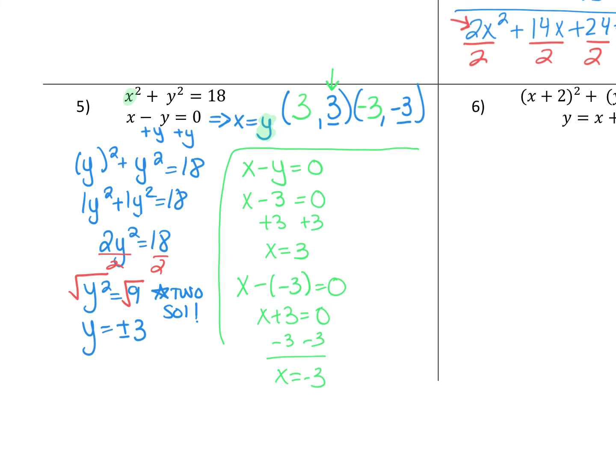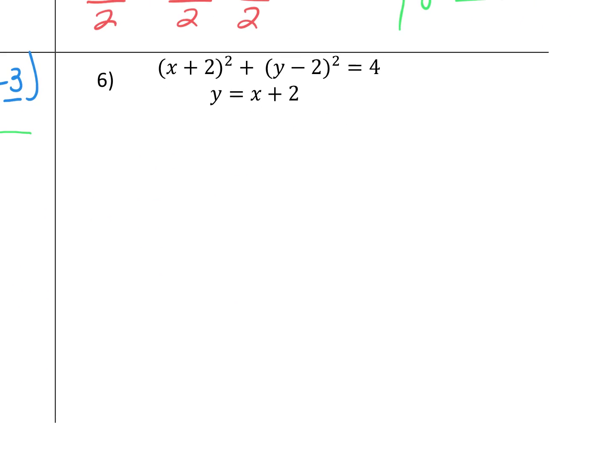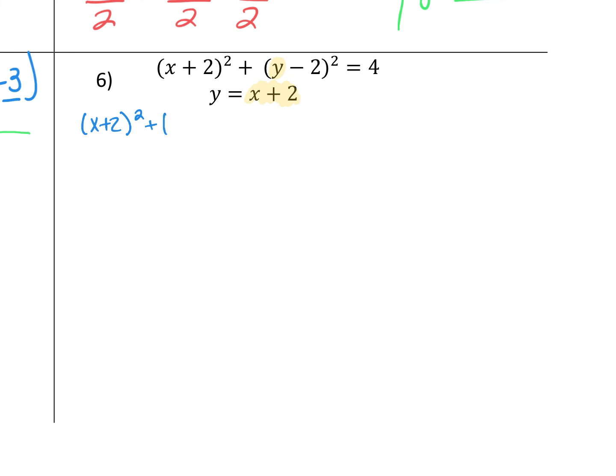In this last equation in number 6, this is similar to kind of the first couple where my y is alone. So I have y equals x plus 2. So I'm going to substitute that in for y. So what that'll look like is I have x plus 2 quantity squared plus x plus 2 minus 2, because here's y and then here's the minus 2, and it's going to equal 4.